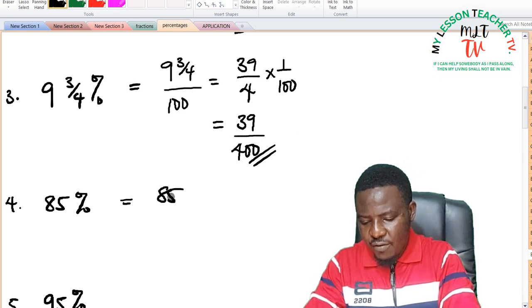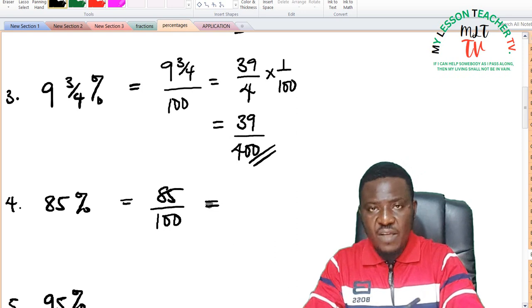85% is said to be 85 over 100. And 5 can divide.